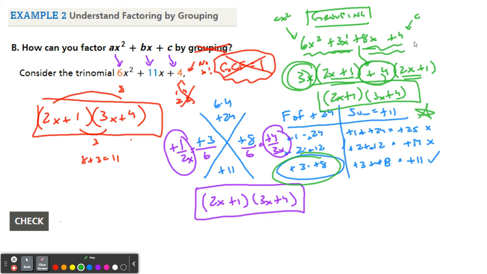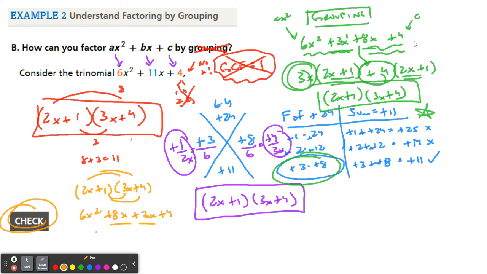Okay. And again, not to leave out our friend the check, you can always check by taking your two parentheses, 2x plus 1, 3x plus 4, and distributing. 2x times 3x is 6x squared. 2x times 4 is 8x. Distribute the 1. 1 times 3x is 3x. 1 times 4 is 4. Combine your middle terms, 6x squared plus 11x plus 4. Boom. You know you're right because you got the trinomial out that you started with.